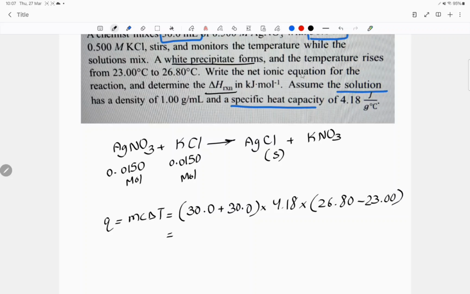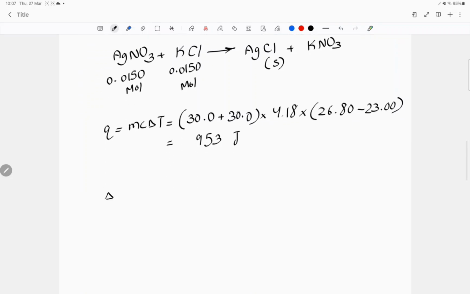How much do we get? Let's use the calculator. So 60 times 4.18 times 26.80 minus 23.00. And I got myself a 953.04. But how many sig figs should I have? 3. I don't ignore the last two. It's just a point. So joules. Now, I'm going to find delta H.